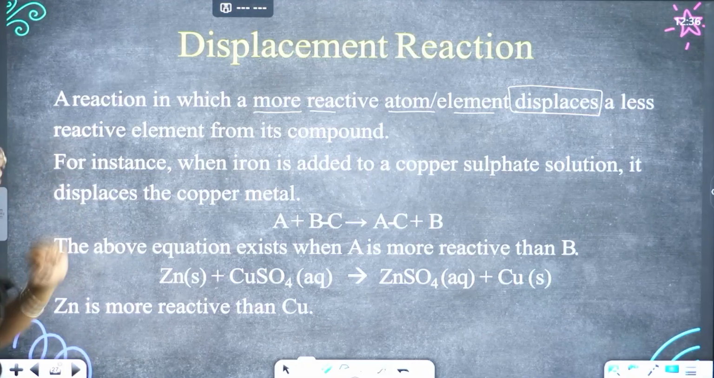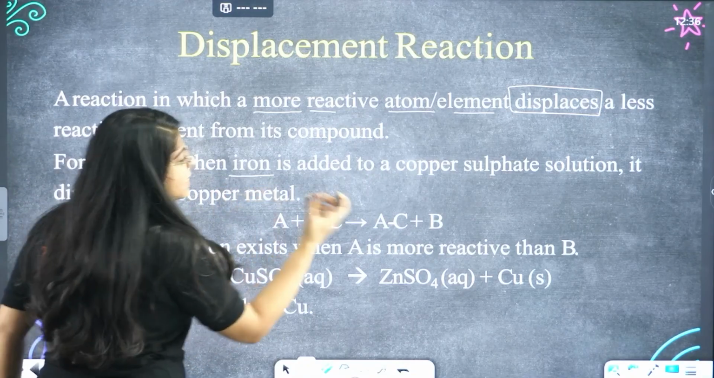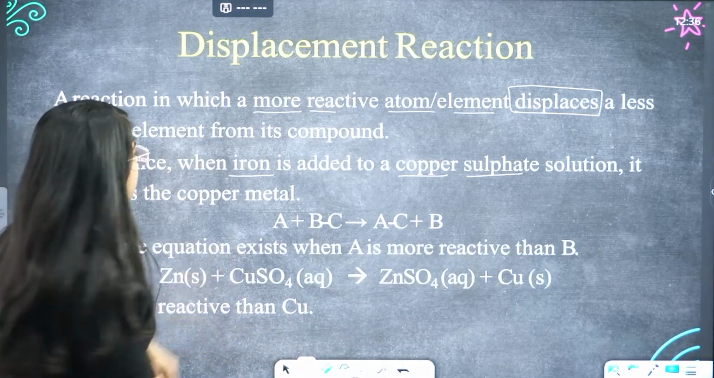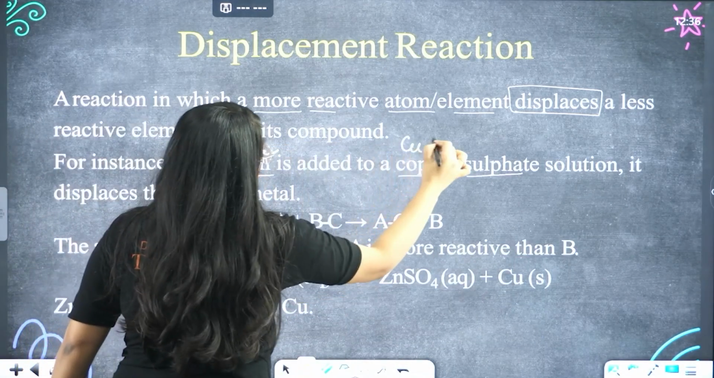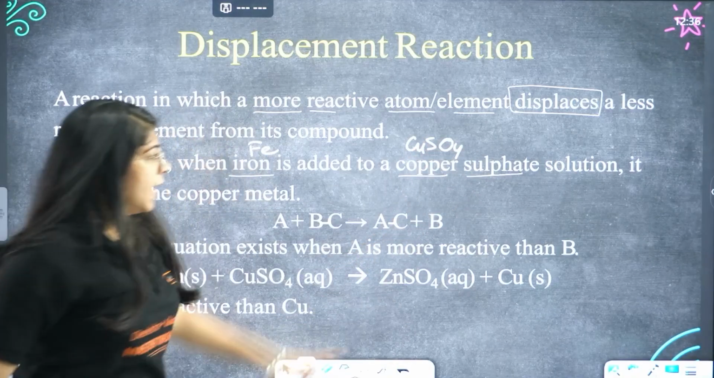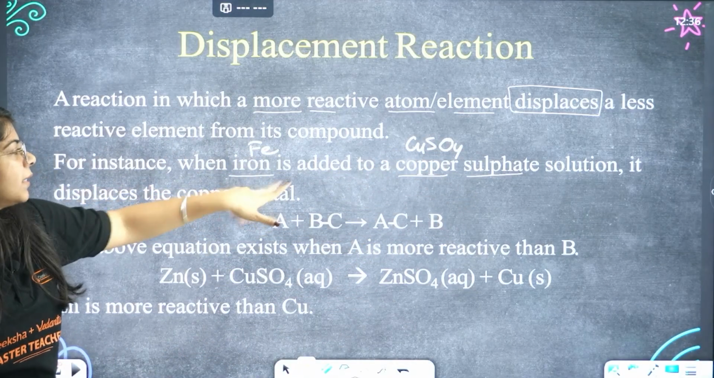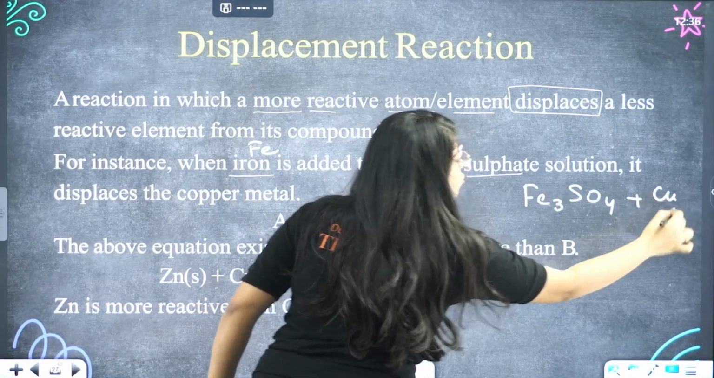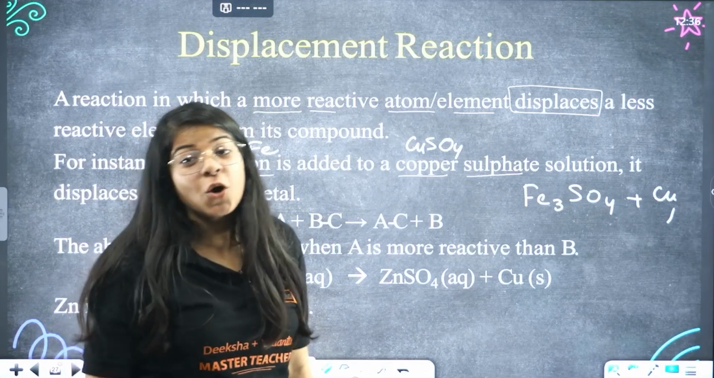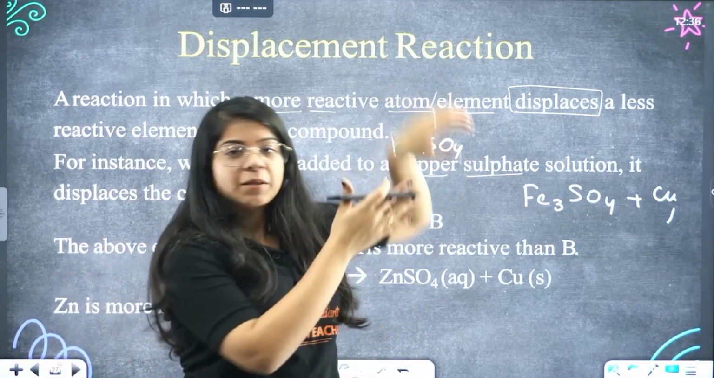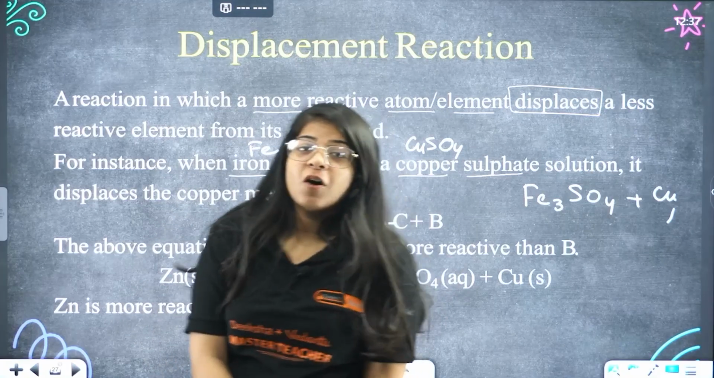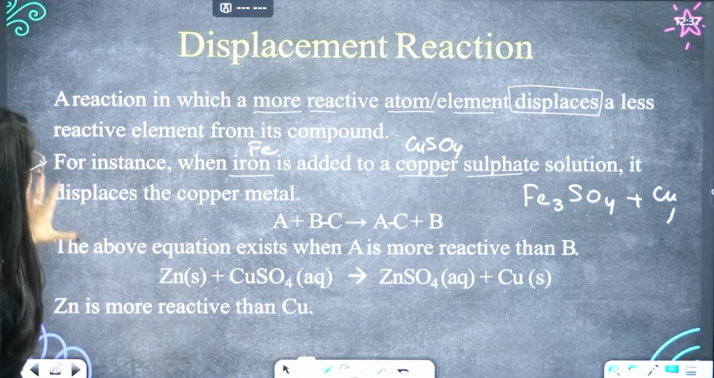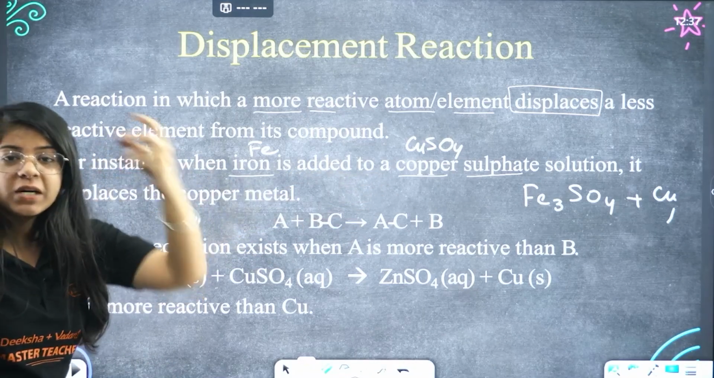Now, for instance, when iron is added to a copper sulfate solution, so iron is Fe, this is CuSO4, right? It displaces the copper metal and it becomes FeSO4, and the copper is now lonely. So Fe is more reactive, it displaced copper and got with SO4. So Fe plus CuSO4 becomes FeSO4 plus Cu. Understood? So iron displaced copper in the copper sulfate compound.